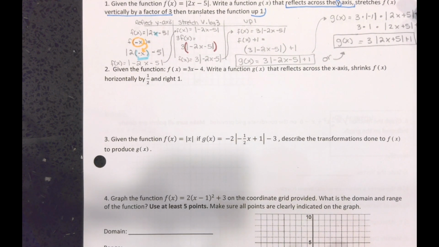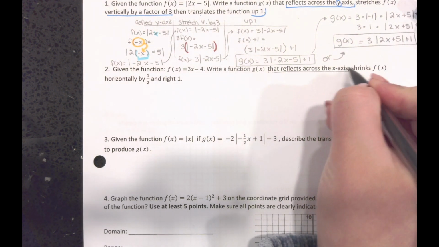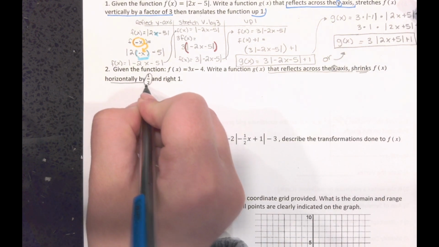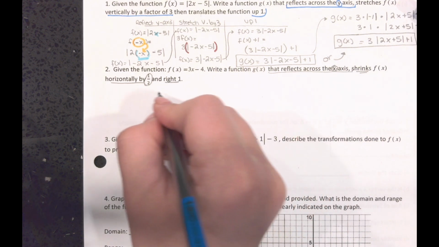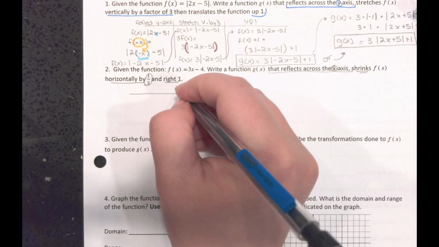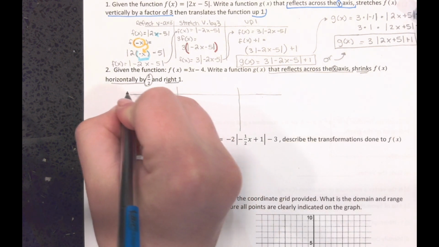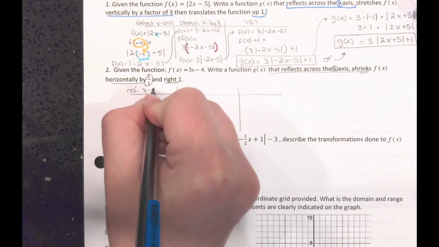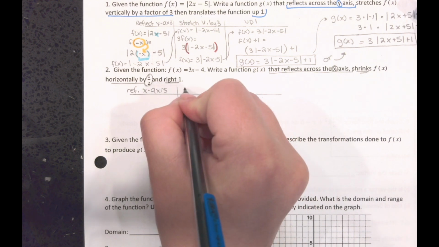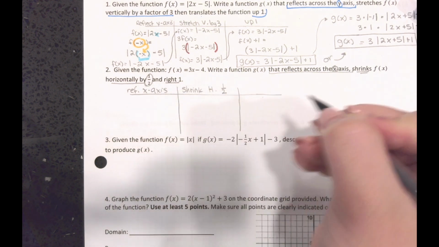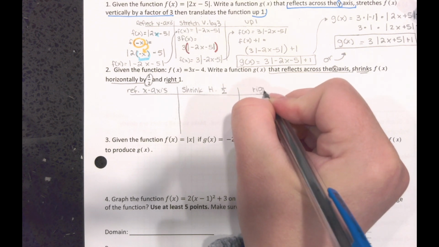Moving on. Given the function f of x is equal to 3x minus 4, write a function g of x that reflects across the x-axis, so a little bit different, shrinks horizontally by 1/2, and right 1. Again, you can do a t-chart or you can go just straight in. I'll do the table here. So we have a reflection across the x-axis. We have a shrink by 1/2, horizontally, that matters, and a right 1.